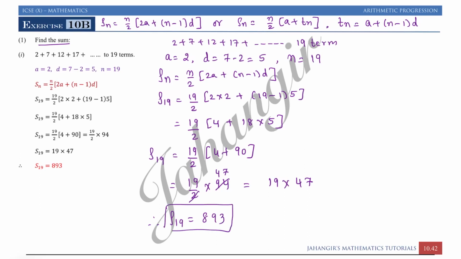If you have time at home, just keep on adding 19 terms like 2 plus 7 plus 12 plus 17 plus 22 plus 27 and so on. Just check whether you are getting the sum or not. You are going to get it.